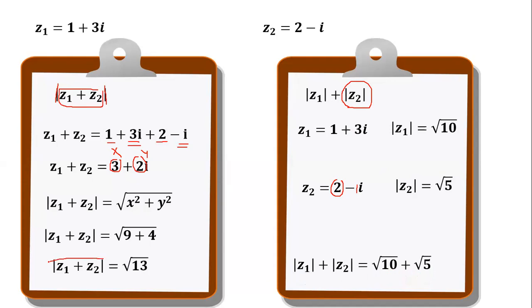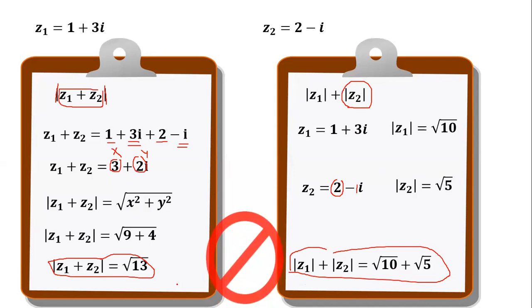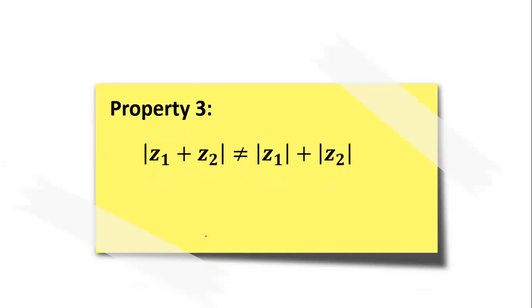And now please take a look and try to compare the two answers. Are they equal to each other? The answer is simply no. So property number 3 states that the modulus of the sum of two complex numbers is not the same as the sum of the moduli of the two complex numbers. So the modulus of z1 plus z2 is completely different from the modulus of z1 plus the modulus of z2.